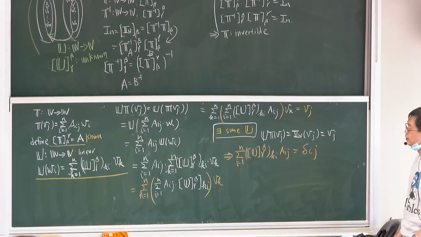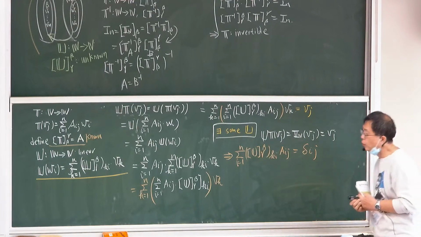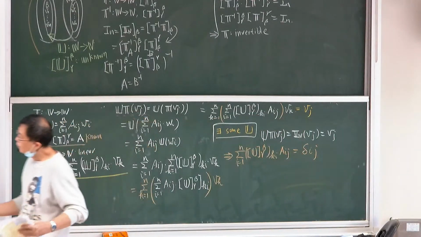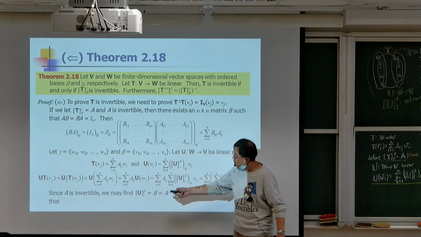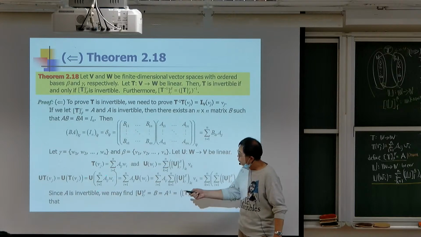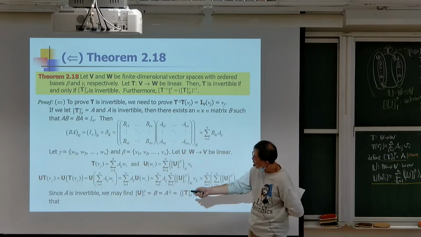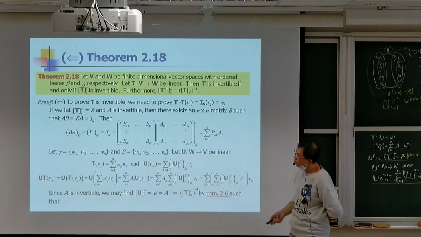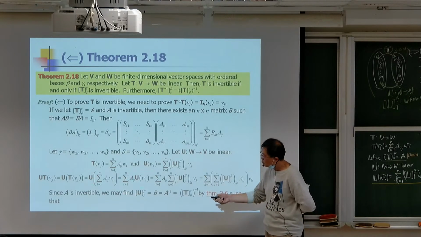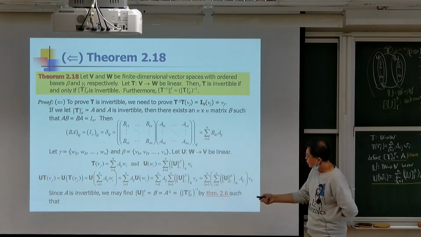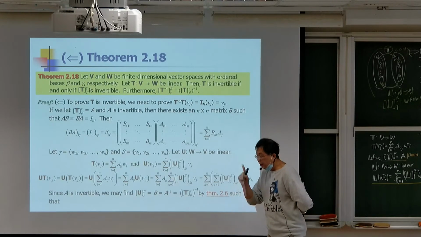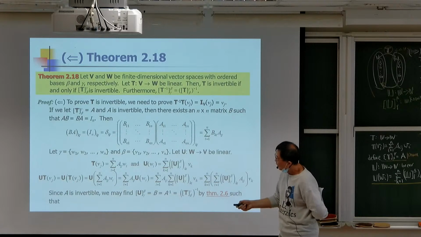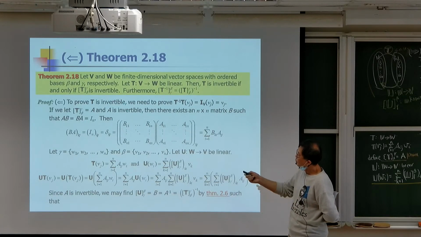It should be equal to delta ij. Okay, so let's look at here. U of T of vj equals U of T of vj, and then we replace T of vj by this linear combination. And then because of linear transformation, I can have this one, and then this one, and then this one. The important thing is that A is invertible, because the matrix A is invertible.